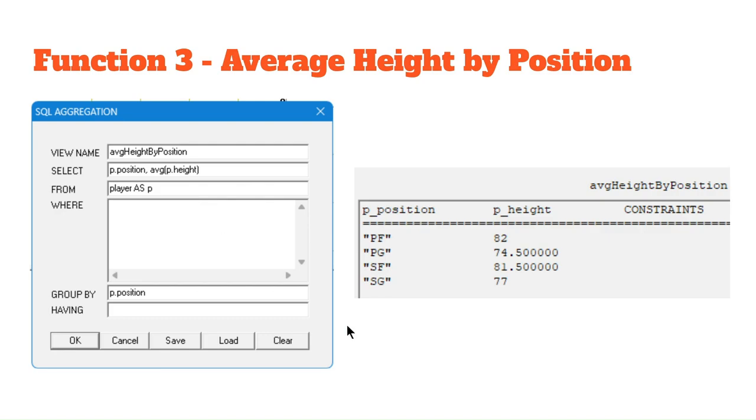So we can see that the players that are listed as power forward, which is just Anthony Davis, he is 82 inches tall, so it just goes back 82. But there are 2 players who play point guard in the player database, so it averaged out their heights to be 74.5 inches, and the same goes for small forwards as they are 81.5 inches. Now, shooting guard, again, there's a lonely player, and that is Kyrie Irving. So he just gets his height listed as 77 inches.